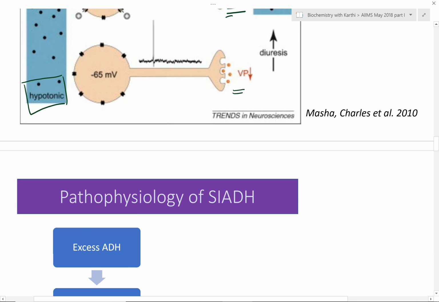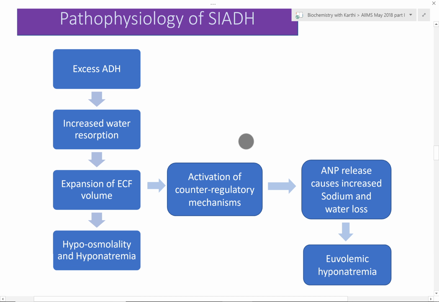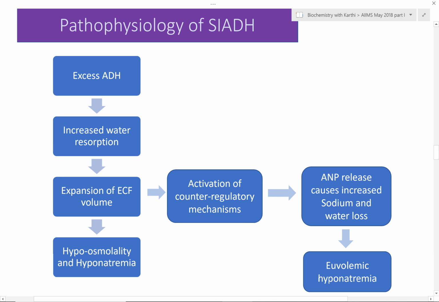Next, let us study what goes wrong in SIADH. The primary pathology in SIADH is basically an excess of the antidiuretic hormone. So again, through its action on the V2 receptors on kidneys, like we have seen, it will cause increased water resorption. This will lead to an expansion of the ECF volume and hypoosmolality and hyponatremia. Like I told you, this was dilutional hyponatremia that was happening.